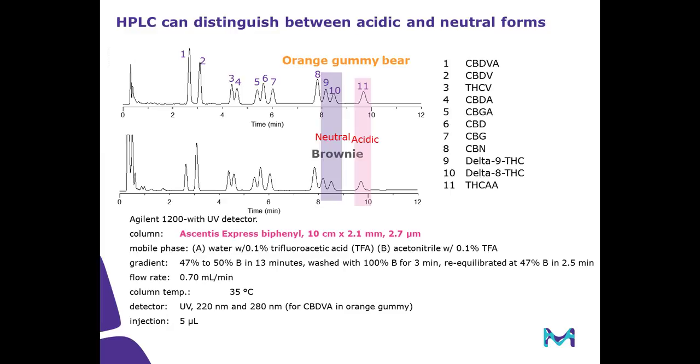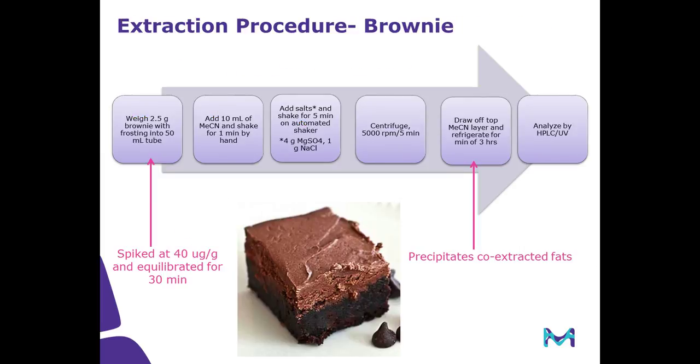There's no heat involved. So what I'm showing here are delta 8 and delta 9 THC, the neutral forms, and then the acidic form. So they're distinct peaks, well resolved. So that's why HPLC is the method of choice for analyzing for potency.